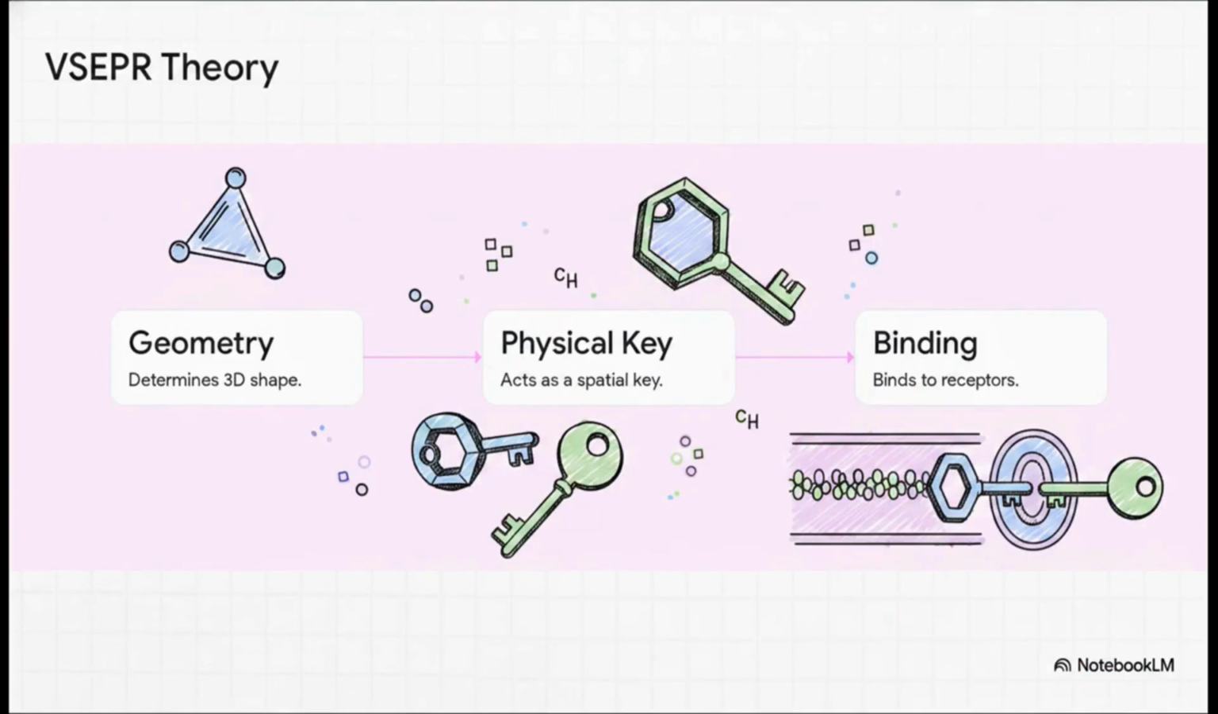And speaking of geometry, we have to talk about VSEPR theory. That's valence shell electron pair repulsion. This theory states that electron pairs around a central atom will repel each other, and that dictates a molecule's exact 3D geometry. This perfectly explains how medicines interact with your body. When you take a painkiller, that drug molecule acts just like a physical key that has to have the correct spatial geometry to bind perfectly to specific pain receptors in your nervous system. If the geometry is off, the key just won't turn.